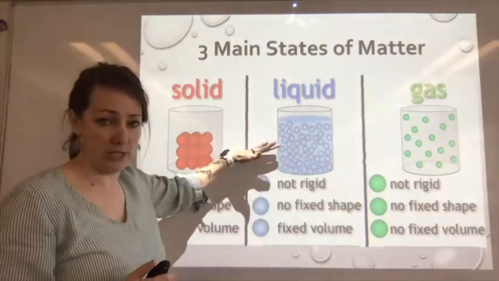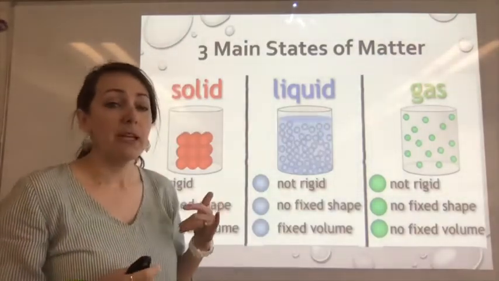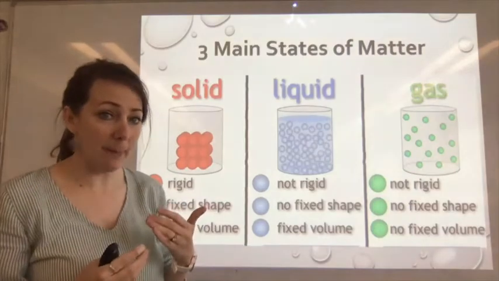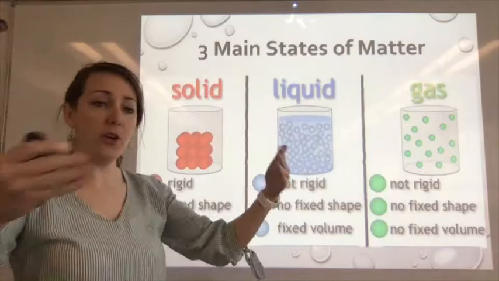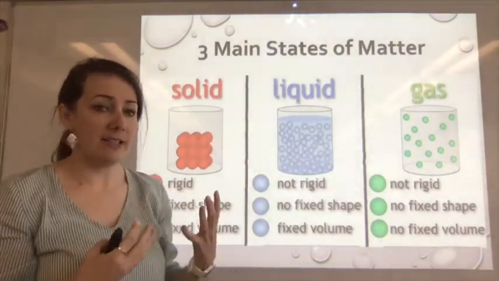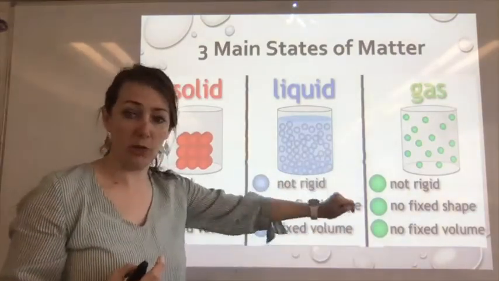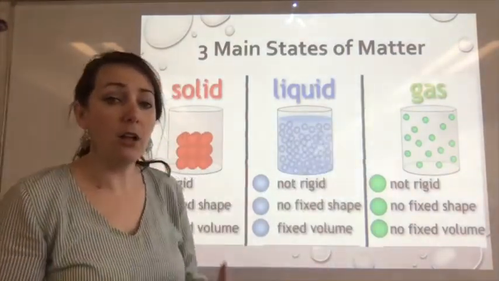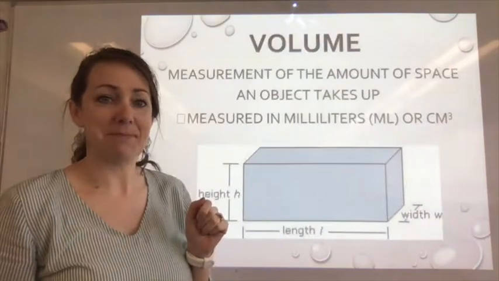Liquids are not rigid. There's no fixed shape, but it does have a fixed volume. Depending on how much or how little you have, the volume's going to stay the same. But you can drip it, it can flow like a waterfall, it can sit in a big tub. The liquid can change based on its container. The gas is not rigid, there's no fixed shape, there's no fixed volume. It is just kind of all over the place, just floating around at its leisure.